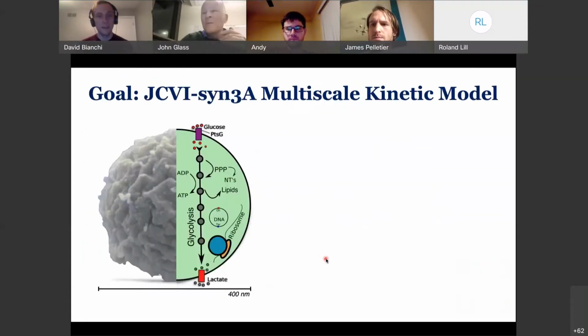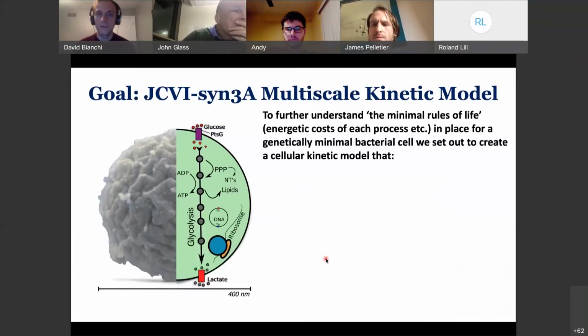And so the overall goal we came up with, which one of my colleagues, Zane, is going to be talking about more later today, is making this multi-scale kinetic model for JCVI Syn3A. How this really connects to that overall goal of understanding the rules of life is, I would say, through a few sub-goals.